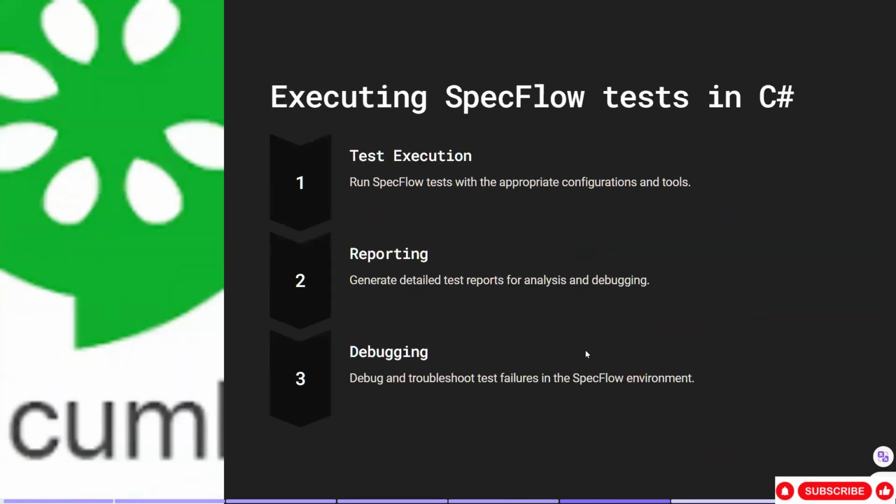and executing SpecFlow test in the C#. So the test execution, reporting, debugging purpose. So test execution, so run the SpecFlow test with the appropriate configuration and tools. So we can run these SpecFlow tests in many ways. One is from the test explorer, and in the test explorer you can find the number of tests based on the scenarios which are written in the feature file.